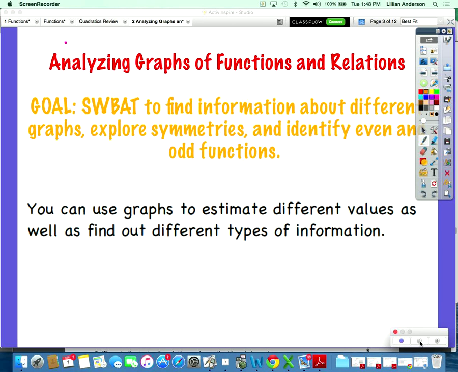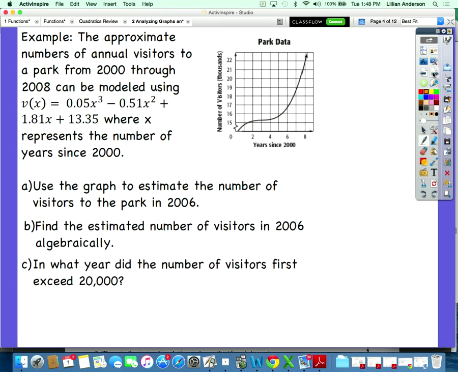So today we're talking about analyzing graphs of functions and relations, and hopefully by the end of the lesson you'll be able to find information about different graphs, explore symmetries, and identify even and odd functions. So you can use graphs to estimate different types of things about a particular function. Let's just jump right on into it with an example.